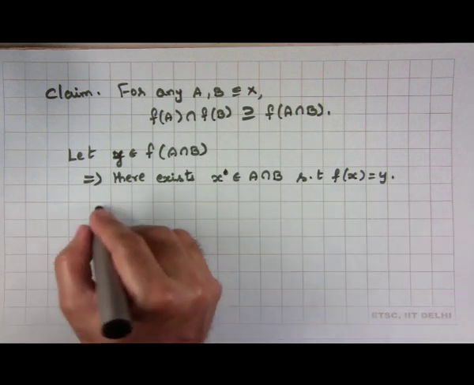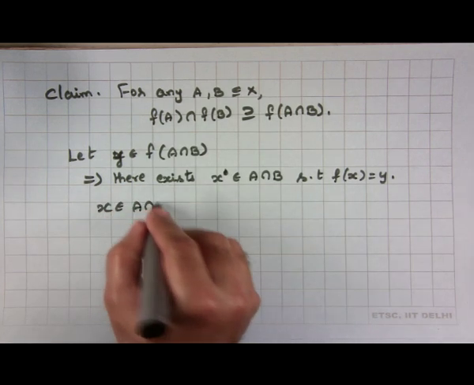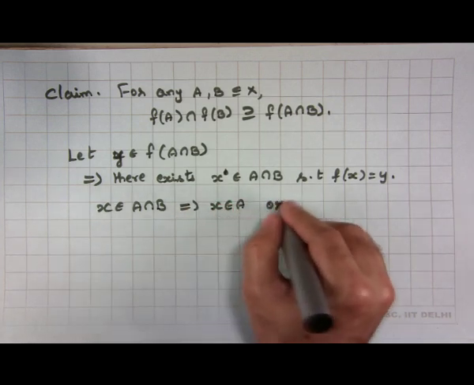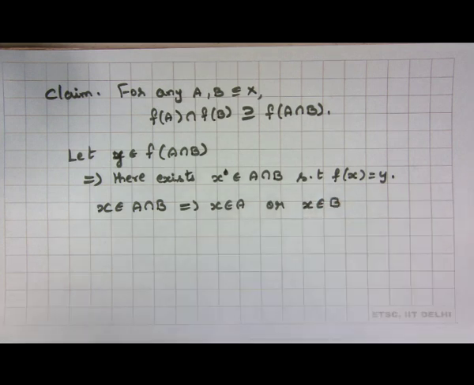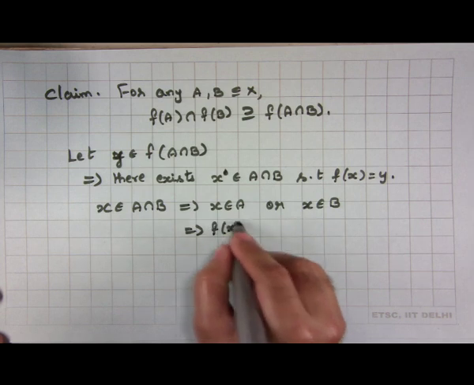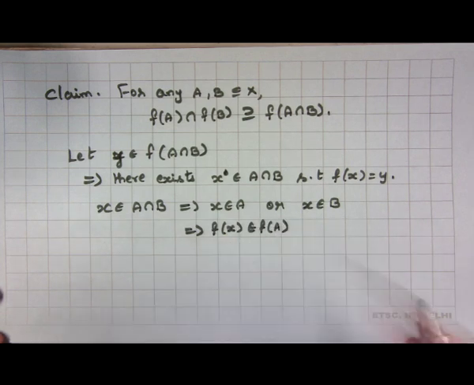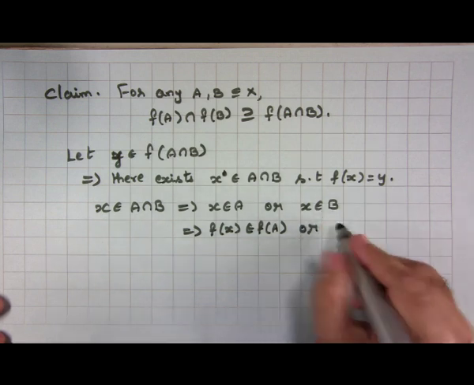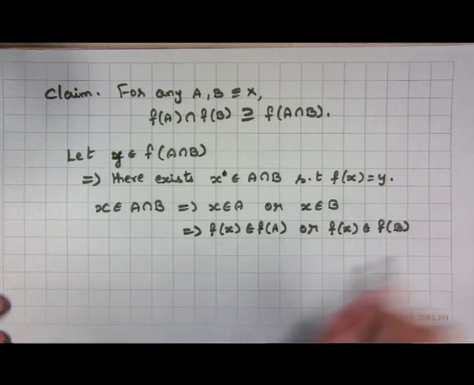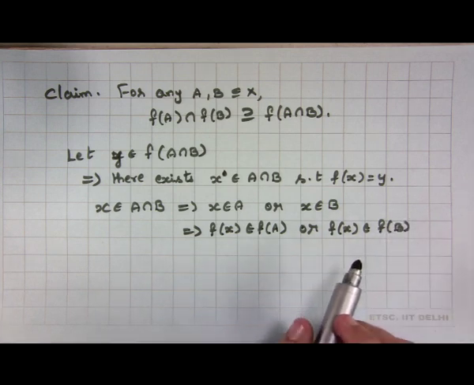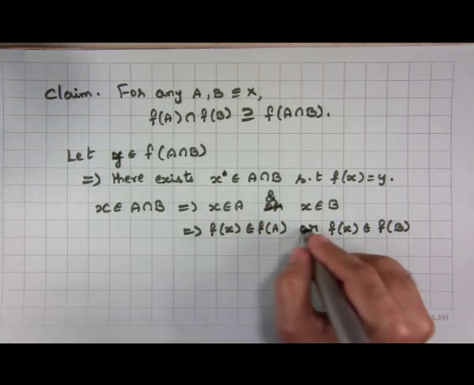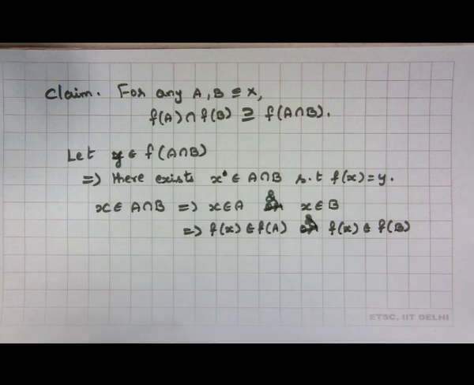Now, what we have is that x belongs to A intersection B, that implies that x belongs to A and x belongs to B. Once you know that x belongs to A, this implies that f x belongs to f of A, and you know that x belongs to B, that implies that f x belongs to f B. Since this is intersection, you have both the things.